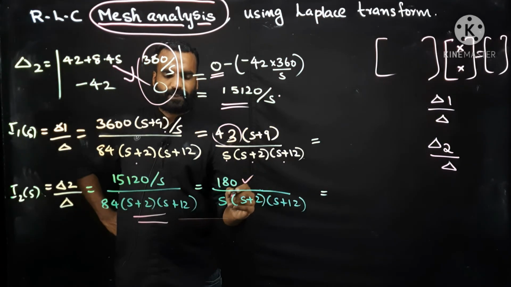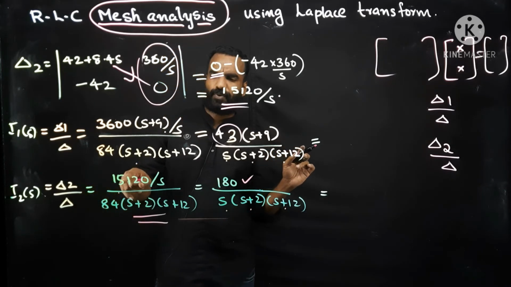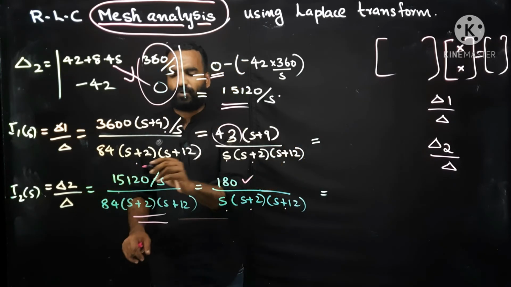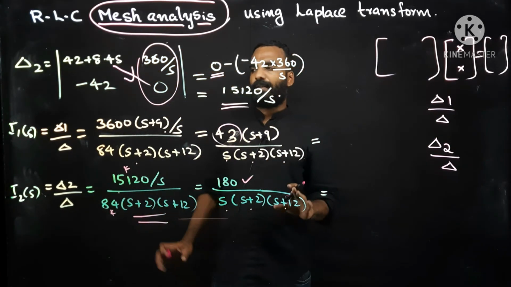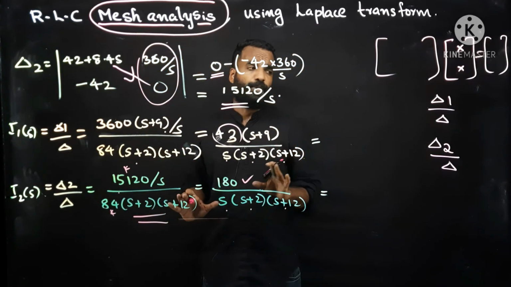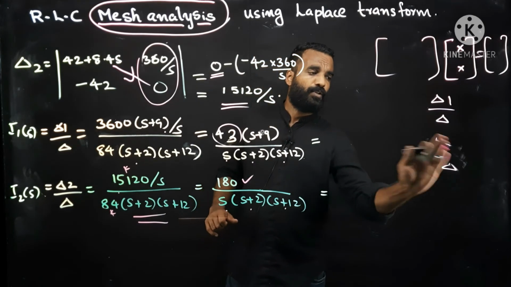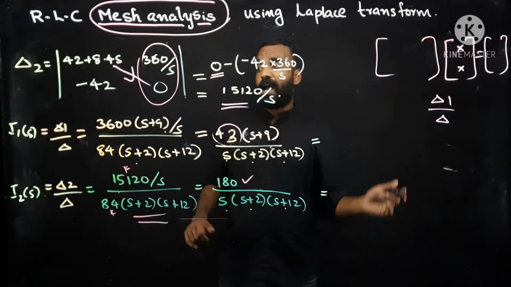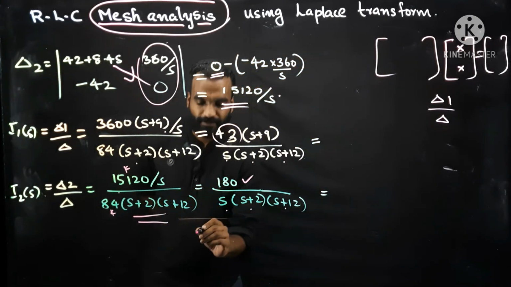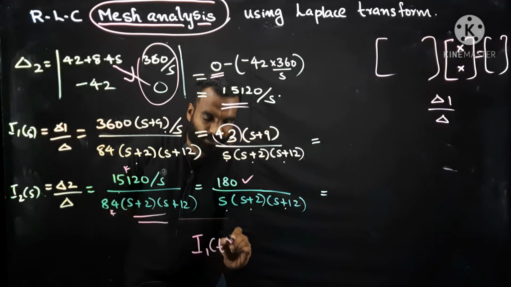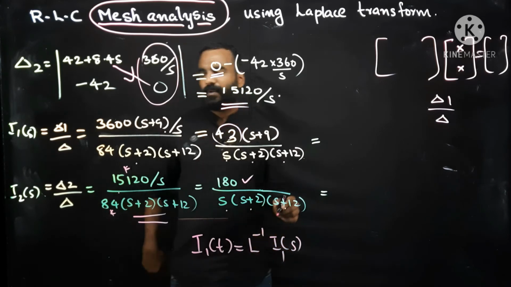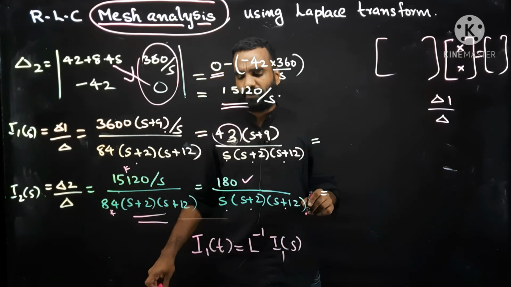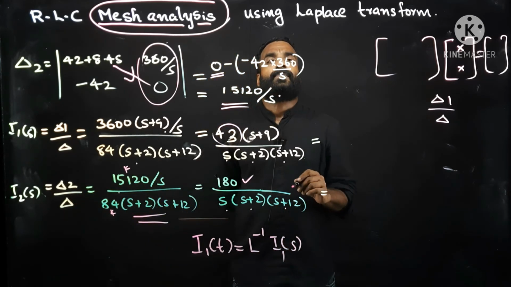Then you will get 180 by s into s plus 2 into s plus 12. Just do the division of this constant and this constant. Now you have I1 of s and I2 of s. So this is the time to find I1 of t and I2 of t. I1 of t is nothing but the Laplace inverse of I1 of s. Similarly, I2 of t will be the Laplace inverse of I2 of s.